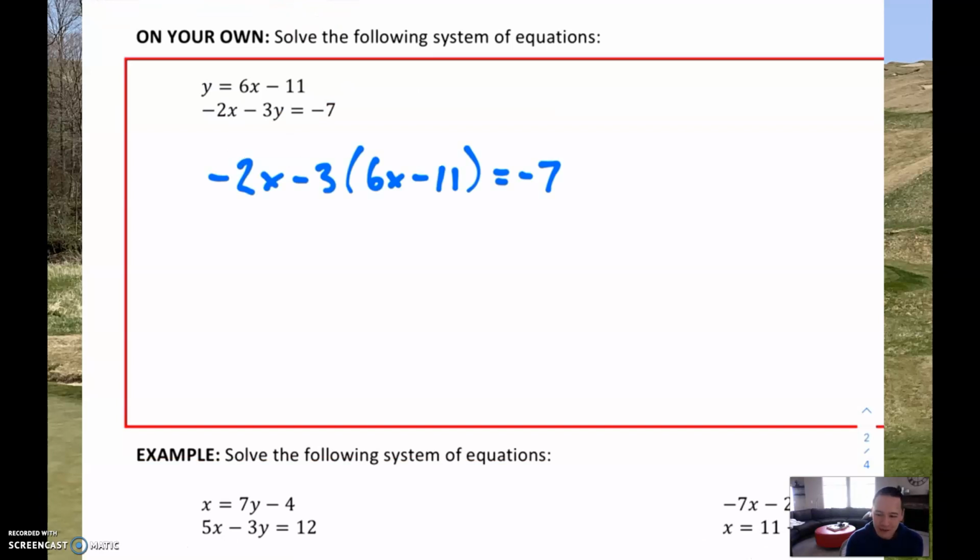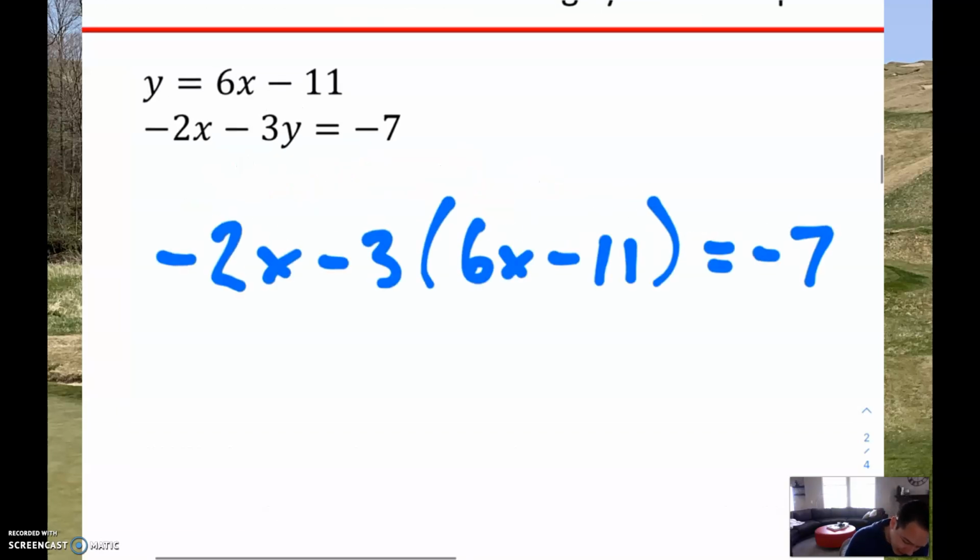All right, so I did the first step for you, just in case you got stuck on that one. You knew that y was equal to 6x minus 11, so you replace this y with 6x minus 11. From there, go ahead, distribute, combine like terms, and solve, and hopefully you do all right there.